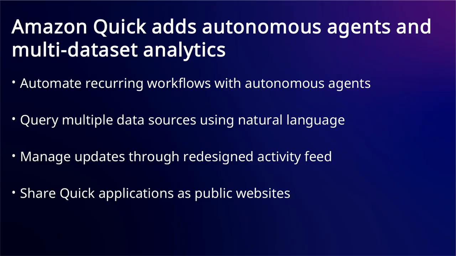Organizations face challenges managing repetitive tasks across multiple business applications while maintaining unified visibility into data across different sources. Employees waste time switching between applications, manually following up on tasks, and preparing data for analysis. You can now automate recurring workflows with autonomous agents that handle tasks like following up on stalled deals and processing purchase orders continuously. You can query multiple data sources including Snowflake and relational databases using natural language without pre-joining datasets, while Quick inherits semantic intelligence from catalogs like AWS Glue and enforces existing permissions.